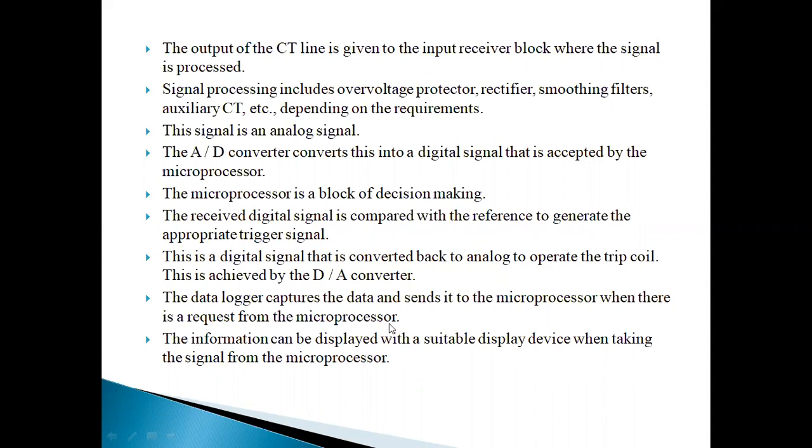Then the data logger captures the data and sends it to the microprocessor when there is a request from the microprocessor. So if any fault occurs, the microprocessor will send the trip signal, meaning information, to the circuit breaker. The information can be displayed with a suitable display device when taking the signal from the microprocessor. So this value will be displayed there.